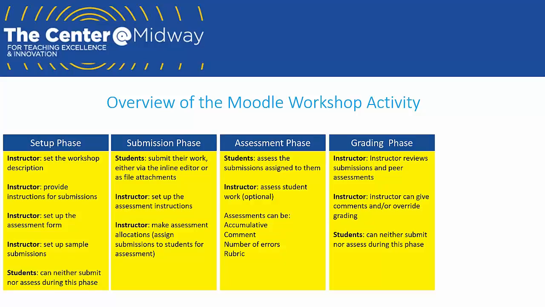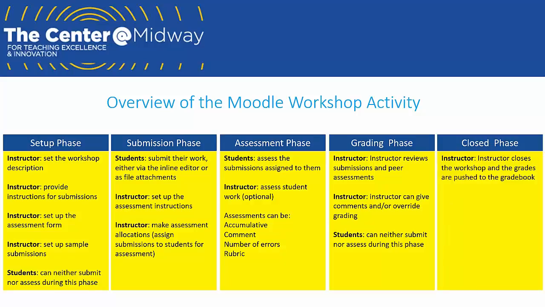In the grading phase, the instructor reviews the submissions and the peer assessments. And at this point, the instructor can make his or her own comments, and the instructor can override grading if they want to. During this phase, the students are waiting to see what their grade is going to be. They can neither submit nor can they assess during this phase, and they can't yet see their grades.